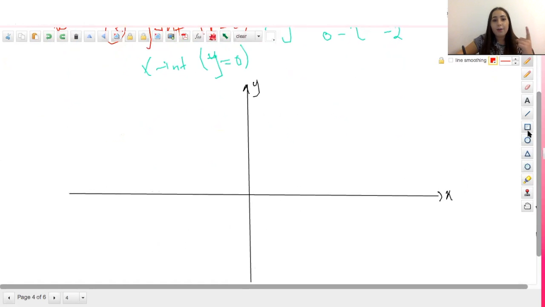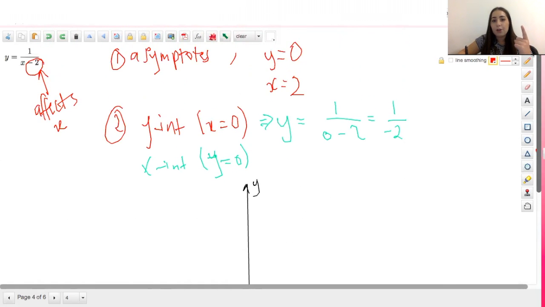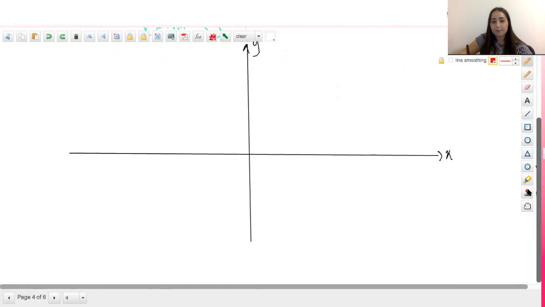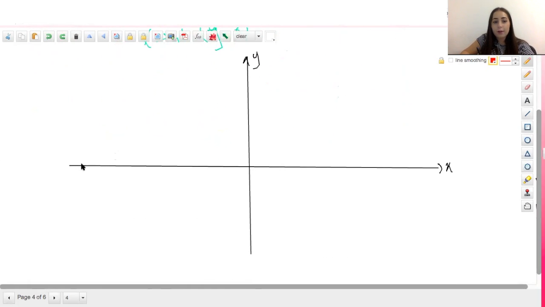So the first thing to graph are the asymptotes. So you have a look up here. The asymptote of y is still 0, but the asymptote for x is equal to 2. So we'll put in these asymptotes. So y equals 0 lies on the x-axis. And x equals 2 lies over here.